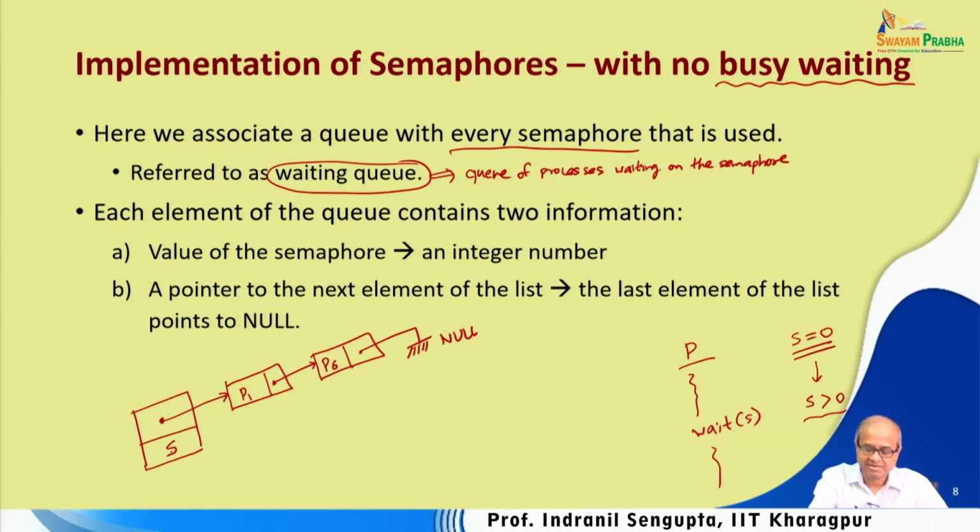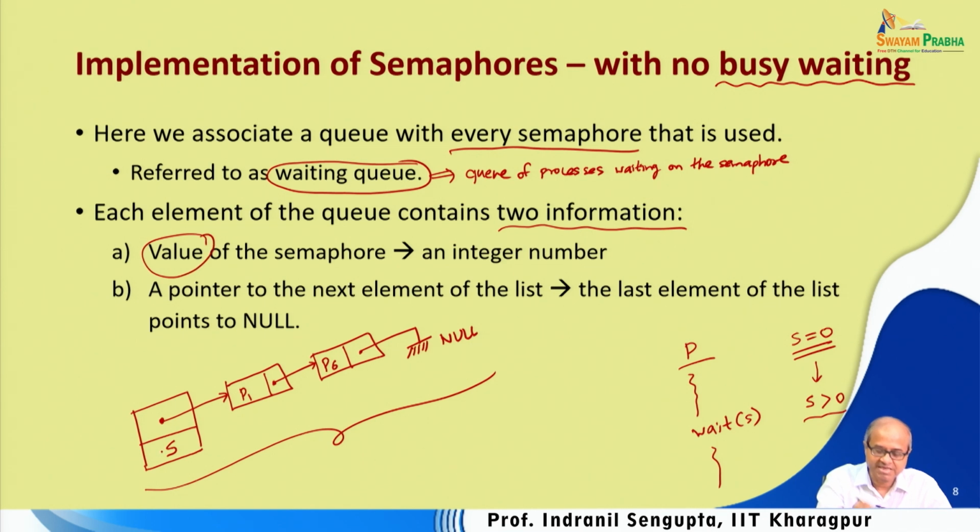So, as I said, this total queue that we are talking about, it contains essentially two pieces of information. One is the value of the semaphore, this S, and a pointer to the next element of the list. It is actually a linked list. You are pointing to the first element in the list and the last element is pointing to null. Okay. This is the data structure we are maintaining additionally in this implementation. Let us see what else we are doing.